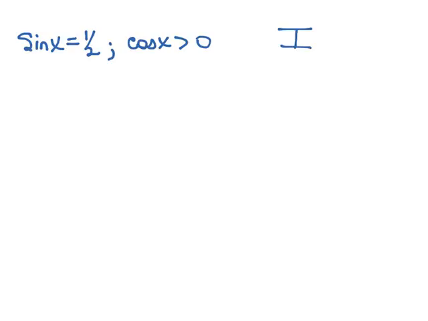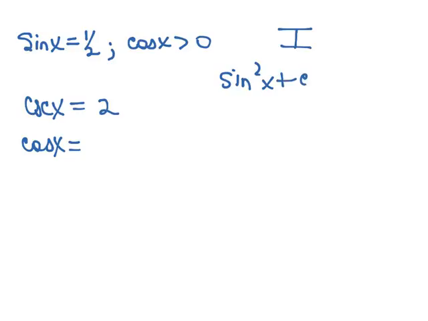So first of all, I'm trying to find all 6 trig functions. Sine of x is a half. The cosecant of x is the reciprocal of sine, so I know the cosecant of x is going to be 2. To find the cosine of x, I could use my Pythagorean identity, which says that the sine squared plus the cosine squared is equal to 1.